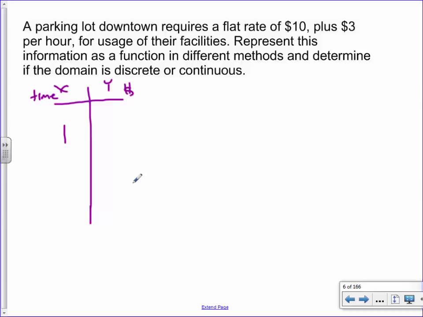$13. 3 plus 10, right? Because you have to pay the flat rate of 10. So that's actually a good place to start. Actually, if you parked for no time, if you just walked into the parking lot and then came back out again, so long as they could catch you, you should actually pay $10 just as your flat rate before you even go anywhere, right? Let's do one more. If you park for 2 hours, your flat rate of 10 plus 6 means 16. That's probably good enough to start.